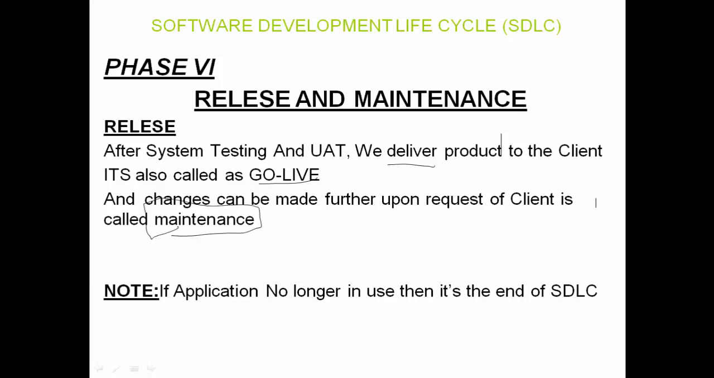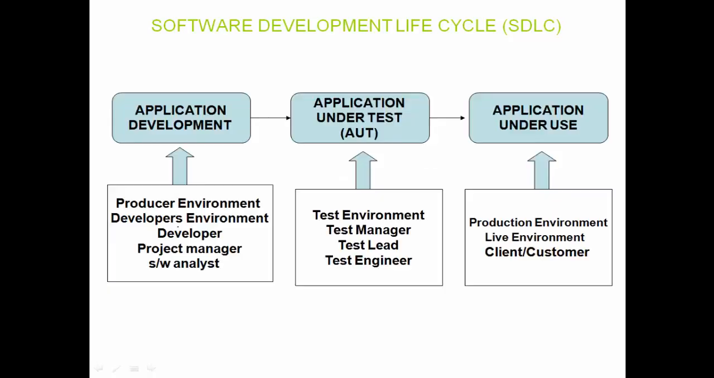Once the project is released to the client, whatever changes you want to make in it, further changes definitely fall under maintenance. If the application is no longer in use, then the SDLC will end, else the process keeps on repeating. This is what your software development life cycle is.